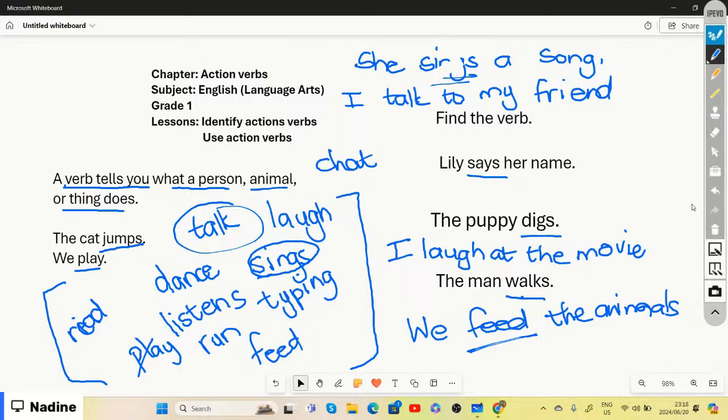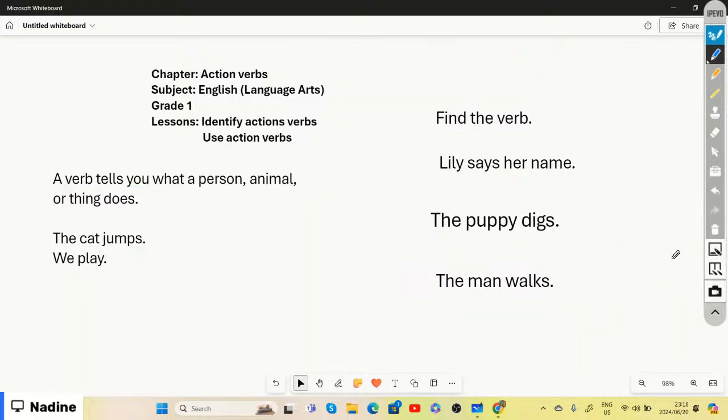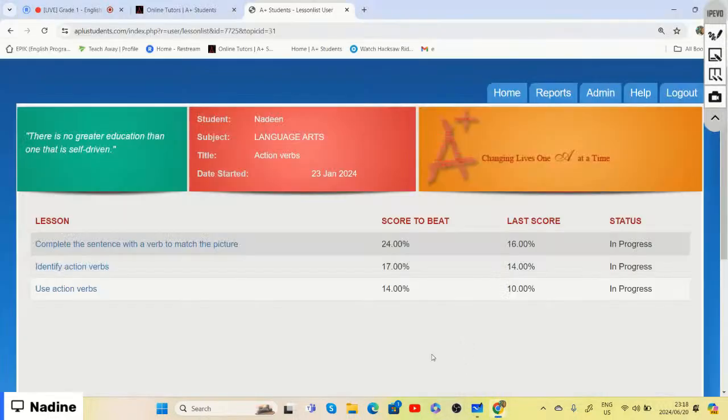So once again, we can say that a verb tells us what a person, animal, or a thing does, right? And like we said, it's either the action that it shows, or we can just say that a verb is a doing word.